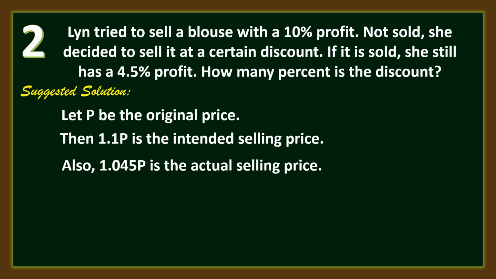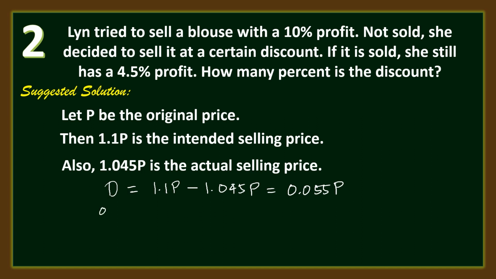Also, Lynn decided to sell it at a certain discount after not being sold. So, 1.045 of P is the actual selling price. From here, let us get the discount price. That will be D is equal to 1.1 of P minus 1.045 of P. And this is equal to 0.055 of P, the original price.